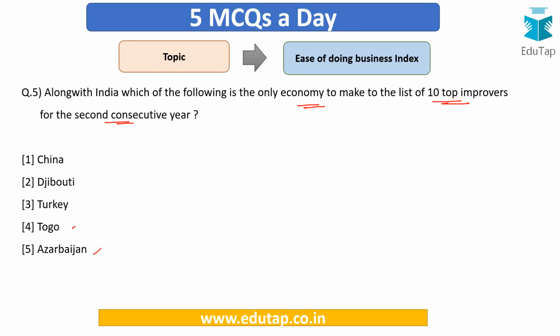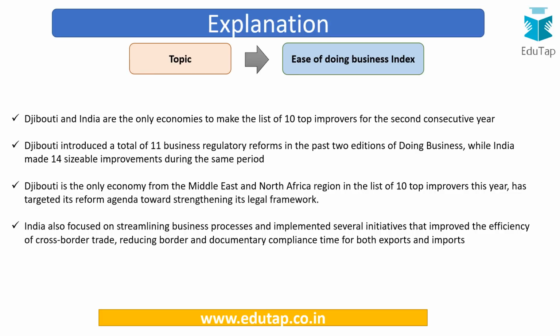And our answer here is option number 2, Djibouti. So these are the only 2 economies which have made it to the top 10 improvers for the 2nd consecutive year. So do not get confused with China, because although China is improving, the top 10 improvers for the 2nd consecutive year are Djibouti and India.